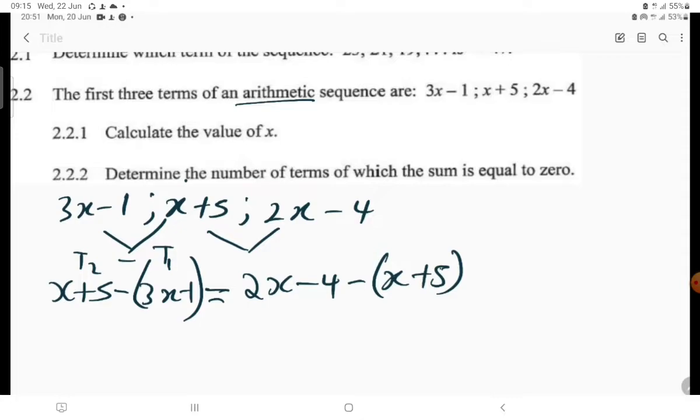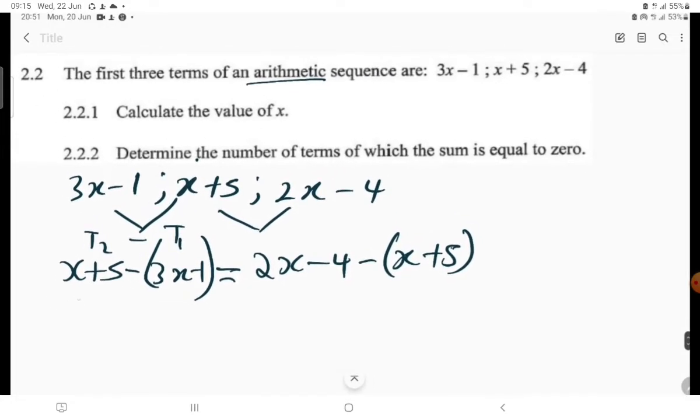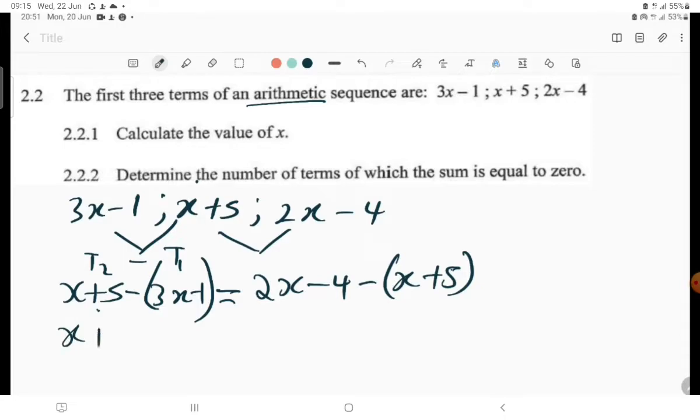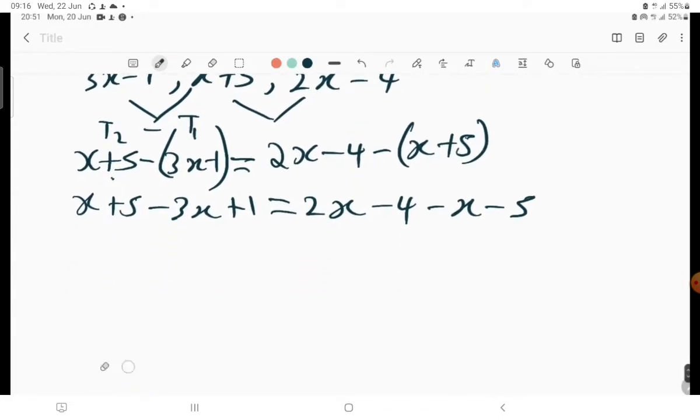So we can now simplify so that we have x plus 5, then we have minus 3x, then negative and negative is plus 1, which is equal to 2x minus 4, then minus x minus 5. So moving forward, what is x minus 3x? It's minus 2x. Then 2x minus x is just x. So if you take this x here and put it here, then we continue.